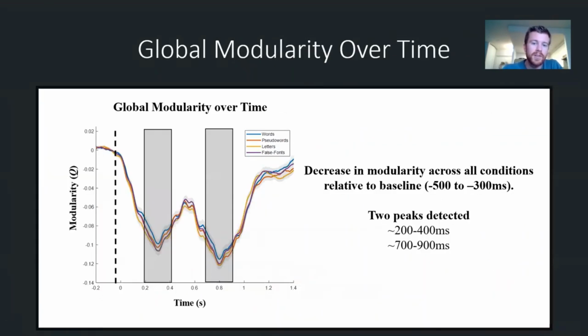Here you can see how modularity tended to change over time in each of our 4 conditions relative to the baseline period. The first thing you'll notice is that there was a distinct decrease in modularity regardless of condition during task processing. You'll also notice that this was particularly prominent at 2 distinct time windows, one from around 200 to 400 milliseconds and another from around 700 to 900 milliseconds.